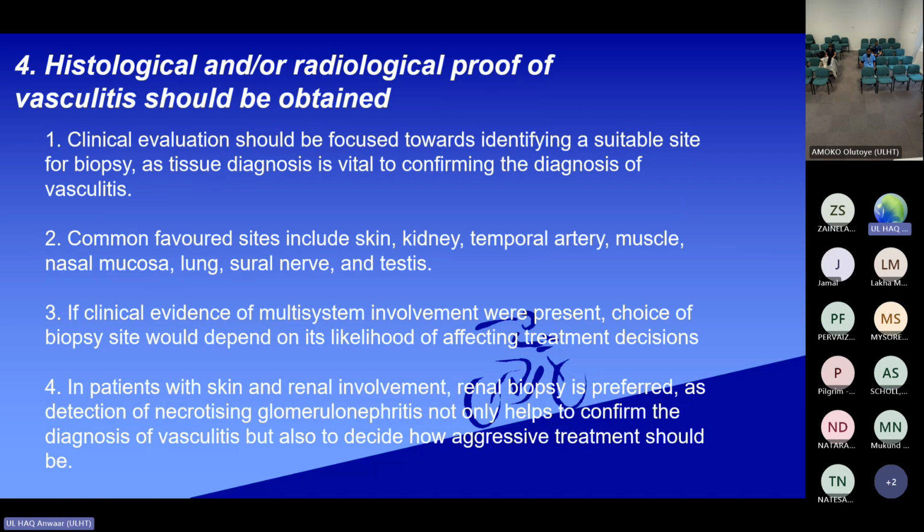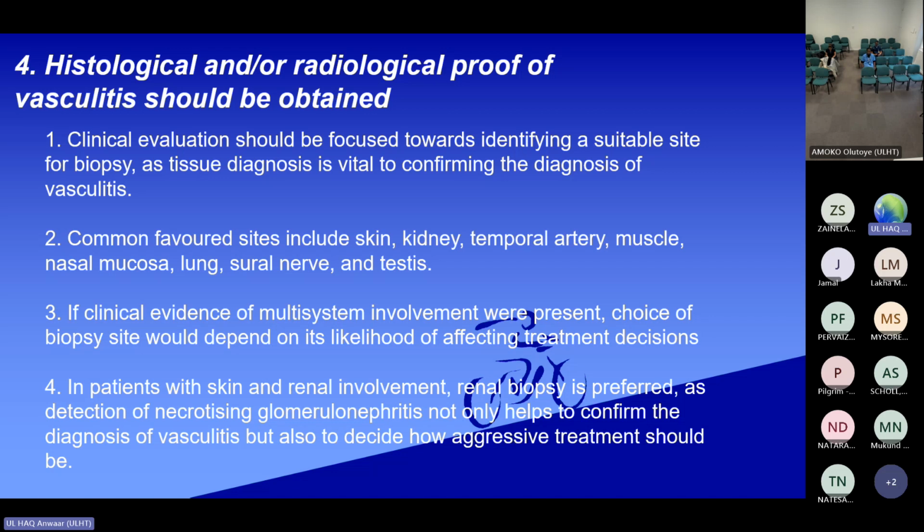And next, the fourth question: what histological and radiological proof of vasculitis should be obtained? In this case, we can run different kinds of tests. We can run radiological tests, CT scans, PET scans, and we can have biopsies. A biopsy can be taken from the skin, which is one of the most obvious organs. Sometimes we take a biopsy from the lungs and from the muscles. And temporal artery biopsy is one of the common ones that we take to rule out GCA, or temporal arteritis.